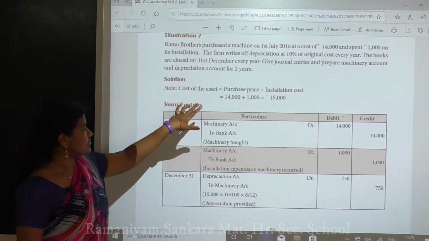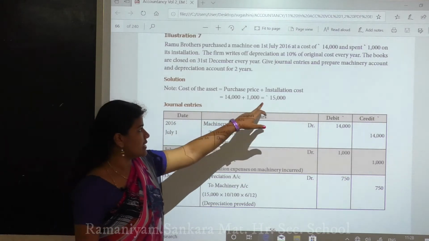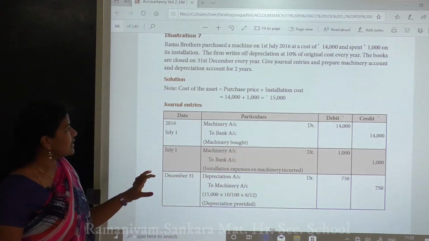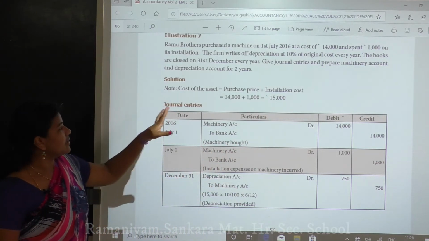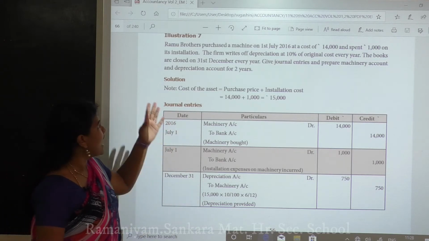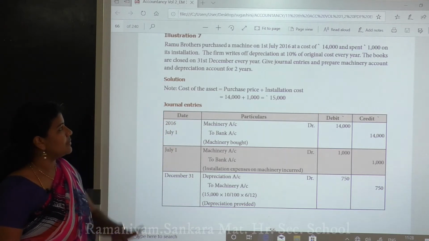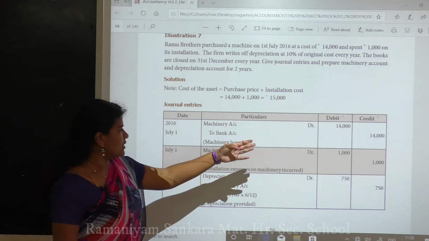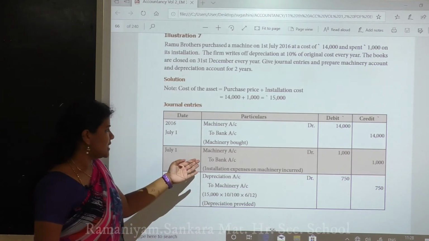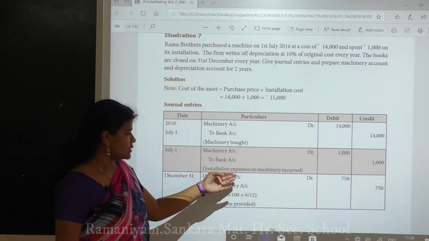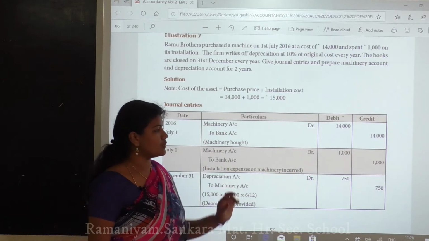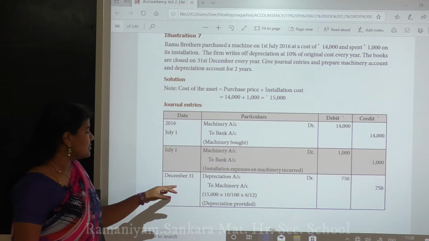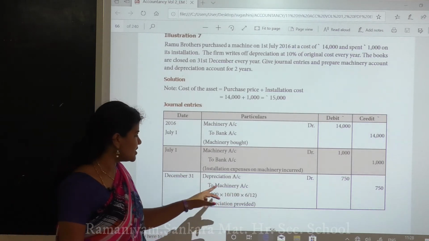Actually, this is the cost of the asset, 14,000 price. Installation cost 1,000, totally 15,000. They are saying the books are closed on 31st December every year, and the firm writes off depreciation at 10%. So in 2016, machinery 14,000 to bank account credit. Machinery account, installation and expenses on machinery included, that is 1,000. So that is the installation charge. Next, December 31st, depreciation account debit to machinery account credit.